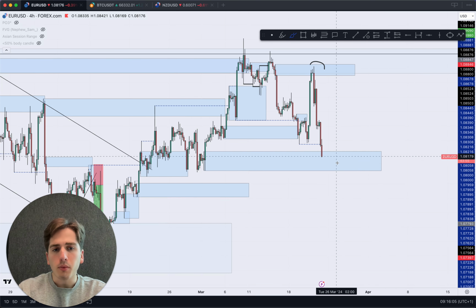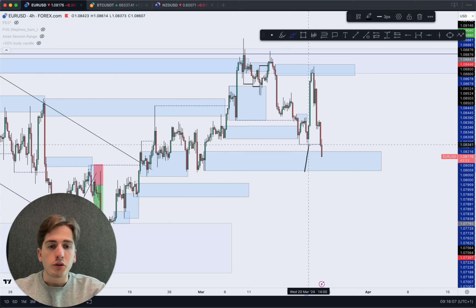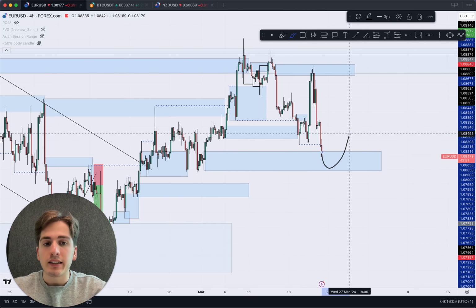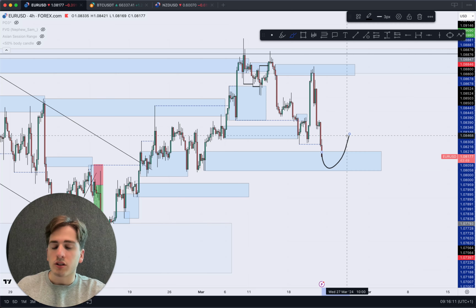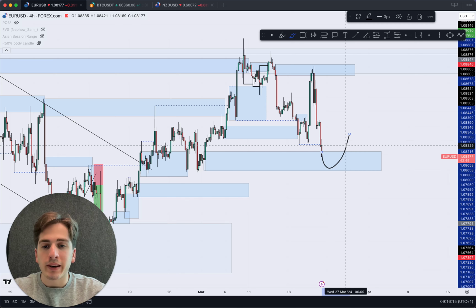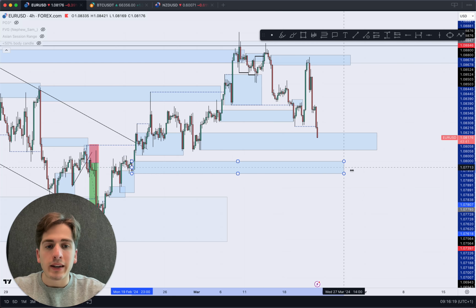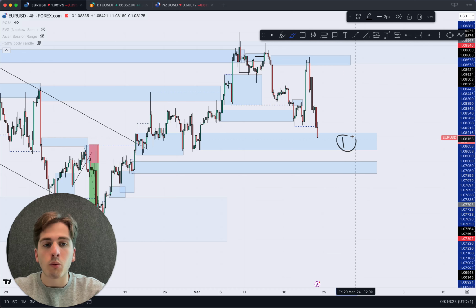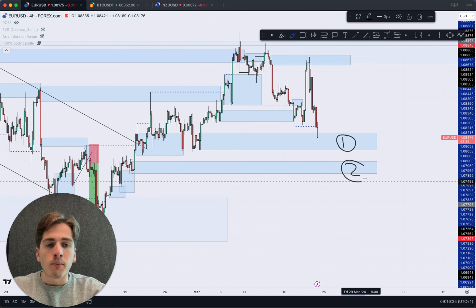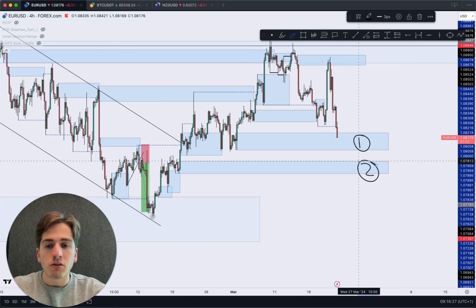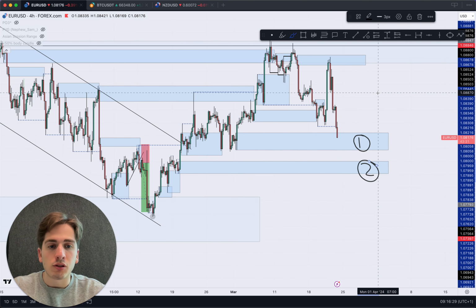So after a break of structure, what do you expect? You expect a pullback towards the highs. And then you ask yourself the question, where do you expect the pullback from? Well, we expect the pullback from an area of demand. At the moment, there are two areas of demand which have my interest, and that is the zone that we're inside of, so zone number 1 and zone number 2. Inside of these two zones, I'm looking for a potential long back towards the upside.